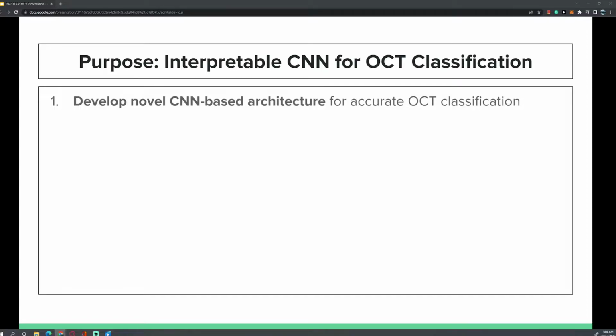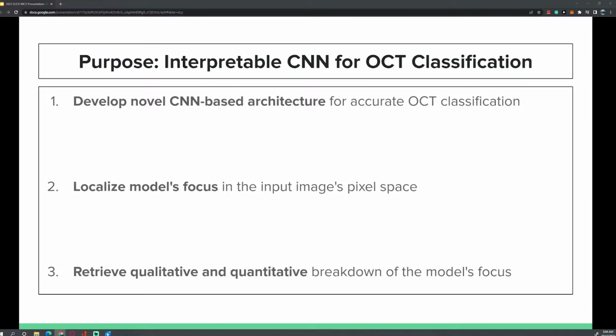For our work, we wanted to develop a novel CNN-based architecture for accurate OCT classification. Next, we wanted to localize the model's focus in the input image's pixel space, and finally, we wanted to retrieve qualitative and quantitative breakdowns of the model's focus.